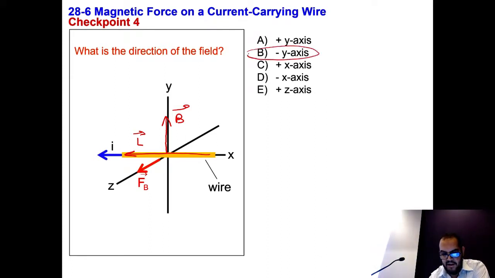y-axis. Should I repeat this? Because it's a little bit tricky: you are given the direction of the thumb, which is the direction of the force, and you are given the direction of the L vector, and you are asked to determine the B vector. The B vector has to be pointing downwards. Okay, so this is the right-hand rule. I don't know if the other way is easier.